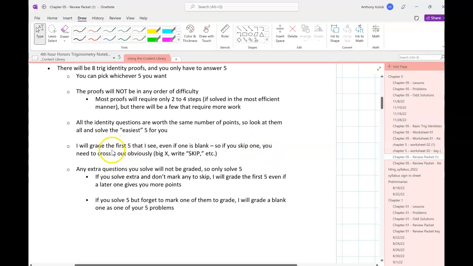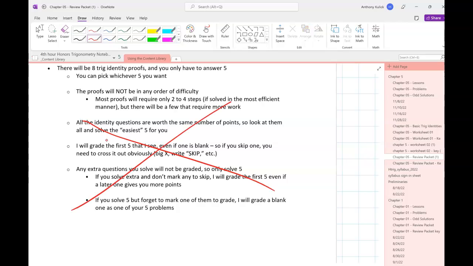So if you're skipping one, you need to cross it out, obviously, like write a big X or a giant skip underneath the problem. So I'm not confused as to what you're deciding to skip. You can even write work there and then just put a big giant X through everything if you're like, yeah, I'm skipping that one. That's okay. You don't need to erase it all, but you do need to make it super clear: do not grade this one. Now that doesn't mean a little tiny X right there. Don't be shy. Use your pencil lead. Make it super obvious. Giant X's is what I prefer. Okay.